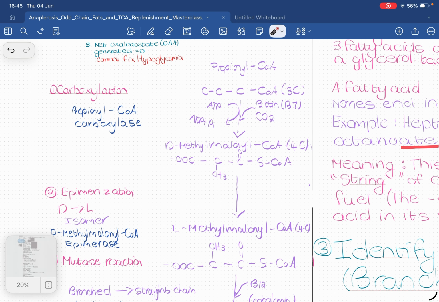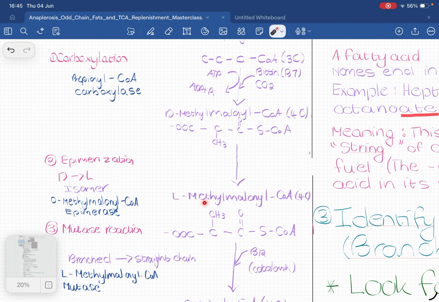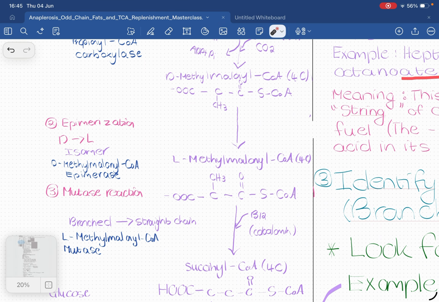And then the D-methylmalonyl-CoA will be converted into L-methylmalonyl-CoA, which is also a 4-carbon unit. And this step is called epimerization. So the D isomer will be converted into the L isomer. And the enzyme at this step is methylmalonyl-CoA epimerase. Okay, so basically the only thing that happens here is the CH3 is now on the other side of the same carbon. So this is stereochemistry.